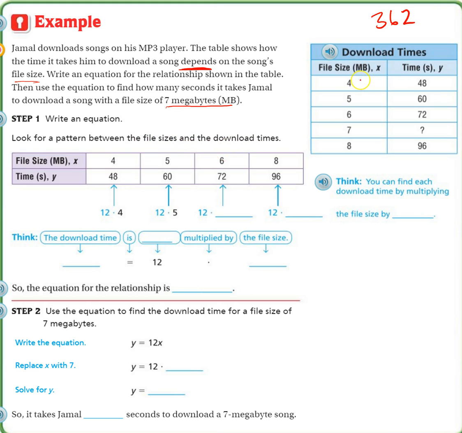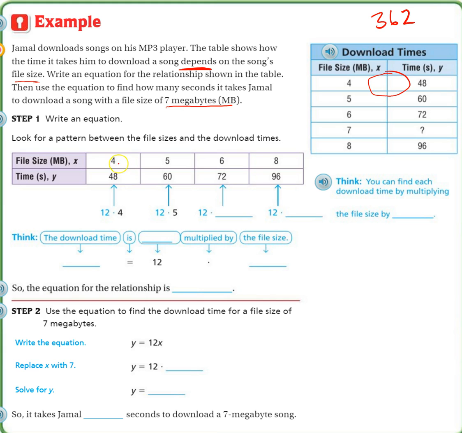So if the file is 4 megabytes, it takes 48 seconds. If it's 5 megabytes, it takes 60 seconds. If it's 6 megabytes, it takes 72 seconds. If it's 8 megabytes, it takes 96 seconds. So what is the pattern? What are they doing to the x, what operation, to get the y? What is the operation they're doing each time to get the y?